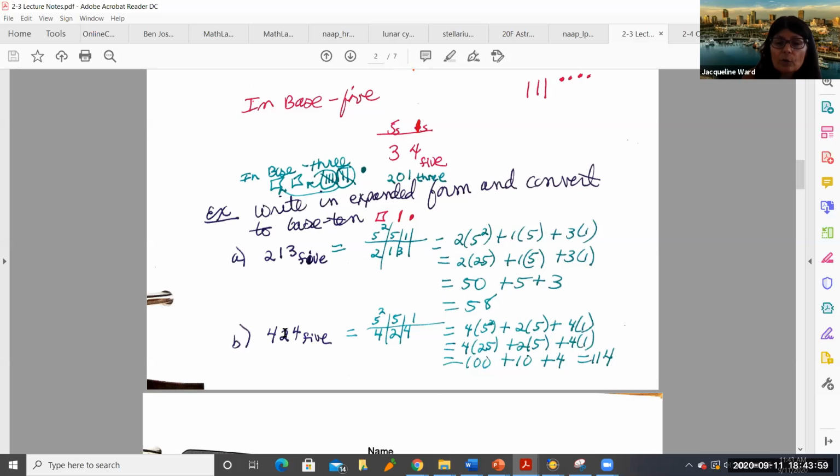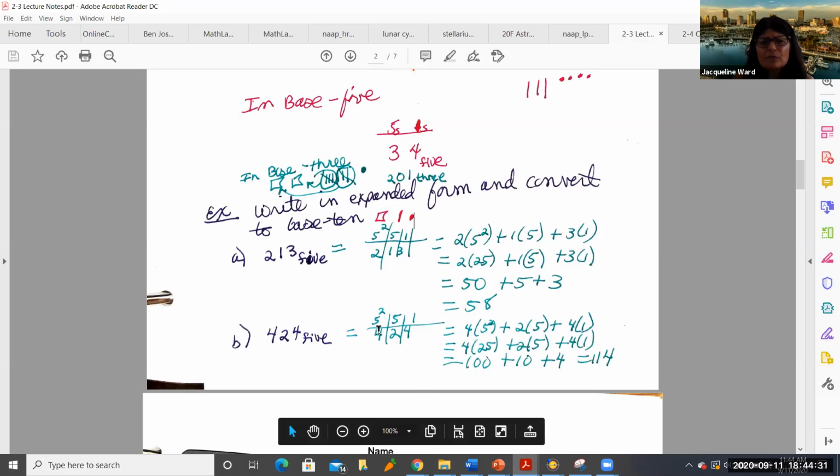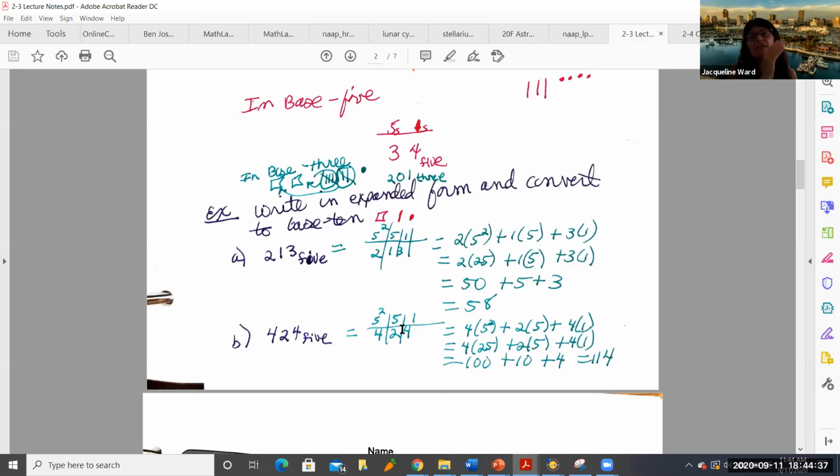So here you have 4 quarters, 2 nickels, and 4 pennies. Each digit has a different place value depending on where it's placed in that order. The places have a different value, just like in our base 10 system. And this is the same kind of difficulty that your future students will have making sense of our base 10 system. They won't really understand why the 4 means hundreds in base 10. Because it's in that place. If it's in the hundreds place, it would mean 4 hundreds.